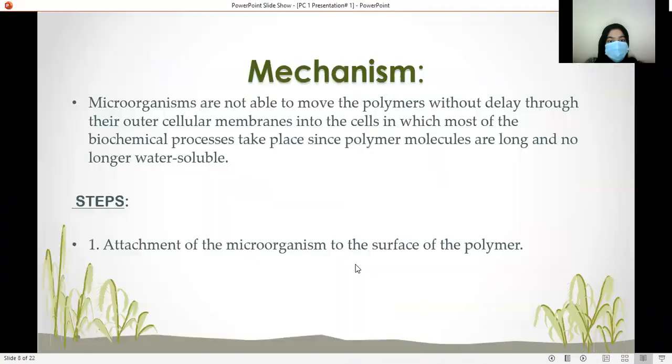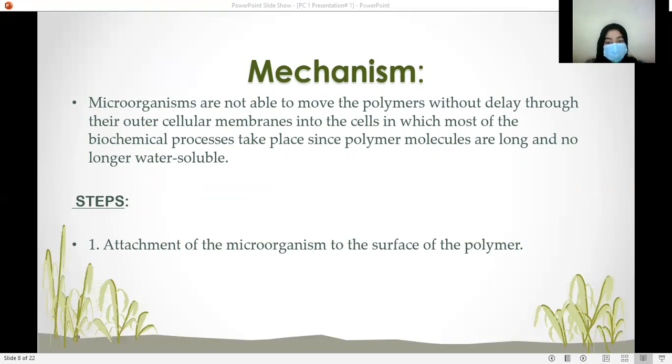And the next one we see is the mechanism of biodegradation. Microorganisms are not able to move the polymer without delay through their outer cellular membranes into the cells, in which most of the biochemical processes take place, since polymer molecules are long and no longer water soluble. In this mechanism, we see the number of biodegradation levels.